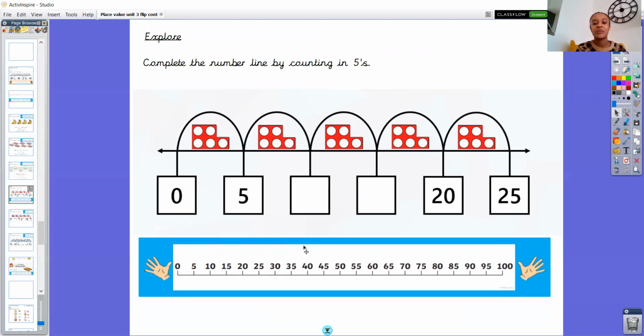Okay, so look at the number line to help you. We've got 0, 5, see the missing numbers. And you don't need to write this one down, just have a chat at home. What do you think those missing numbers are?